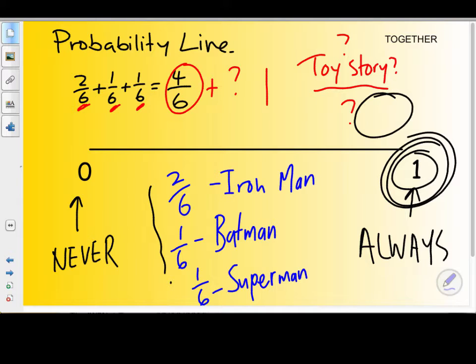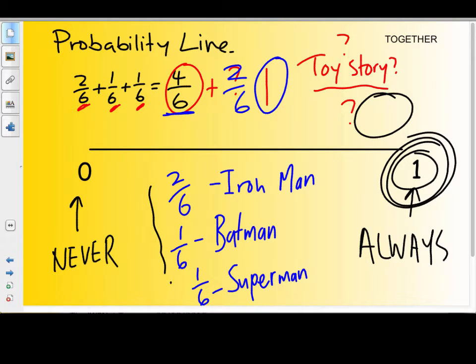What's this? Do you know? What is the chance I'm going to see Toy Story? Well, it's got to be whatever plus 4/6. It's got to be the number that if you add it to 4/6, it's going to equal 1. So what plus 4/6 equals 1? I wonder if you've worked it out. The answer should be 2/6. Because 4/6 plus 2/6 is 6/6, which equals 1.